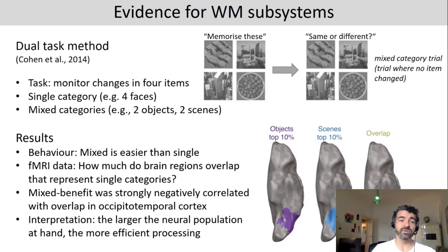So this was interpreted in a way that if there's little overlap, there's little competition in these areas, and you can overall use a wider span of neural populations to code the information in working memory. And this results in a more efficient processing.